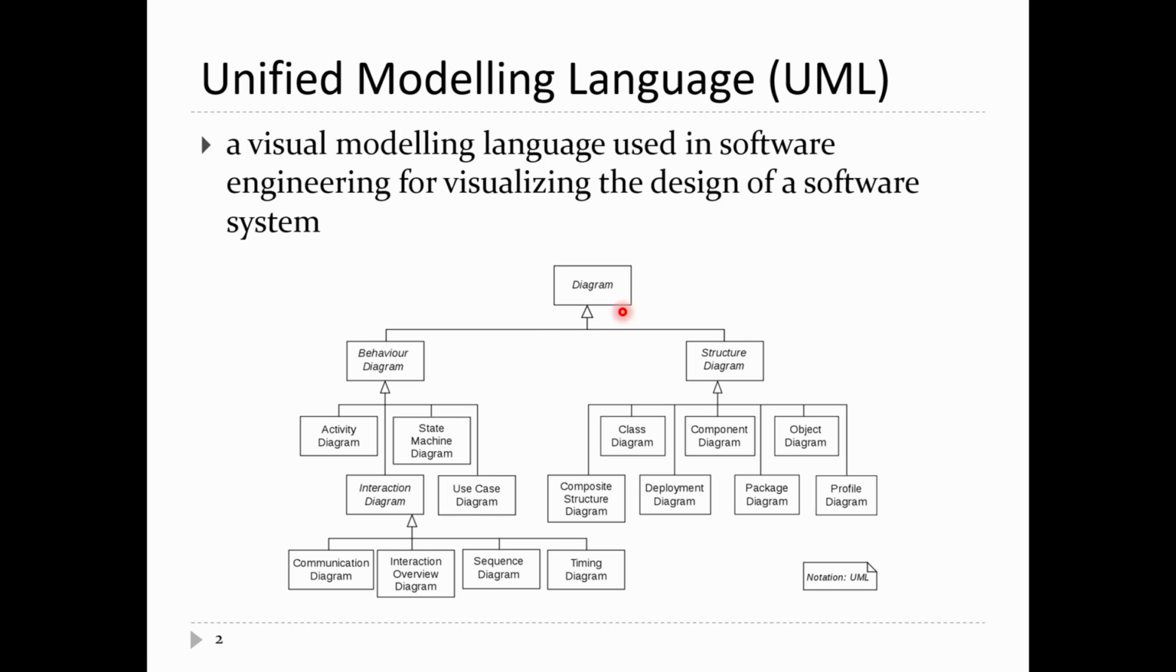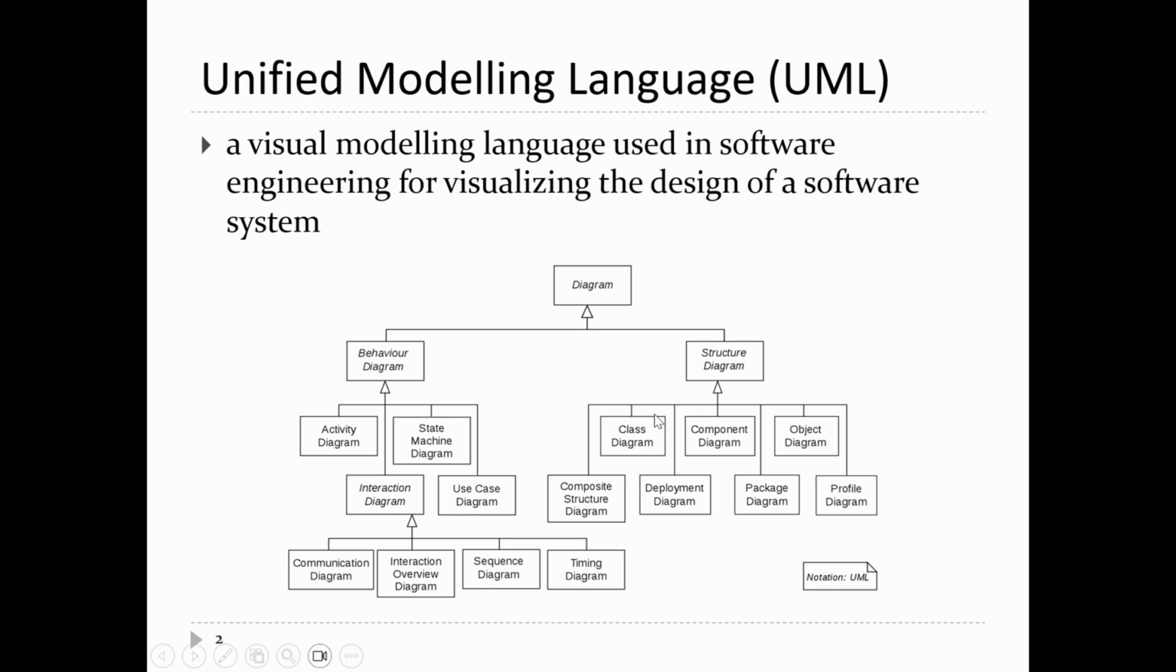You can see that at the top here, there's this thing called diagram. In UML, everything's a diagram. There's two main types of diagrams: behavior diagrams and structure diagrams. Behavior diagrams describe the behavior of your classes or objects. The structure diagrams describe the structure of your classes or objects.